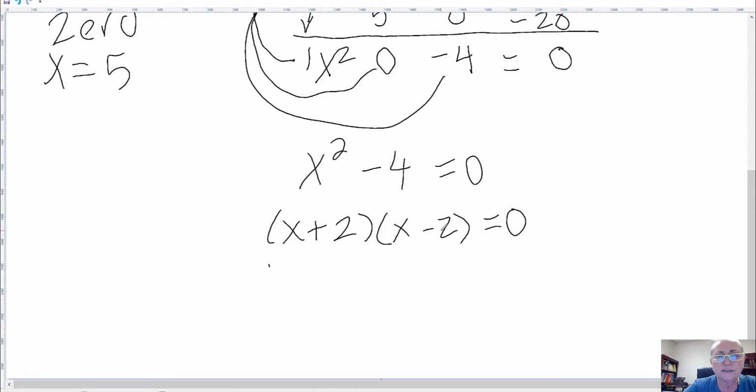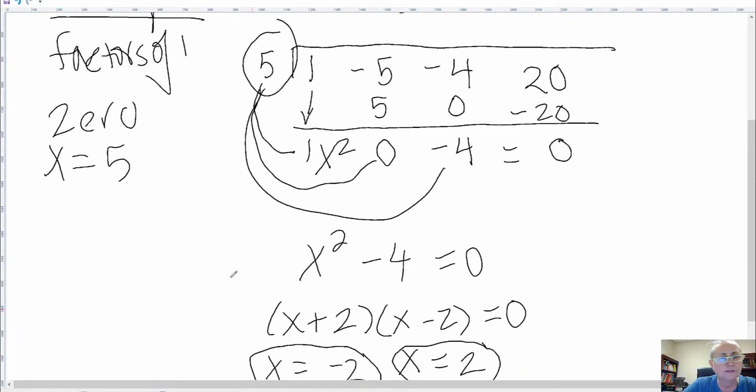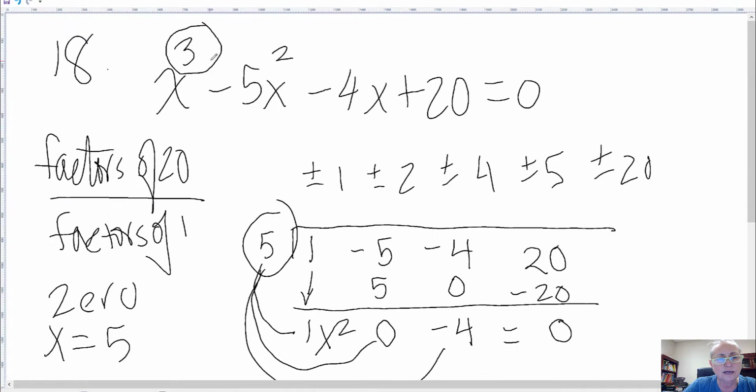Okay, that gives me x equals negative 2 if I set the first one to 0, and x equals 2 if I set the second one to 0. So look, that's a 0, that's a 0, and this 5 is a 0. And that's 3 zeros, so that's all of them.